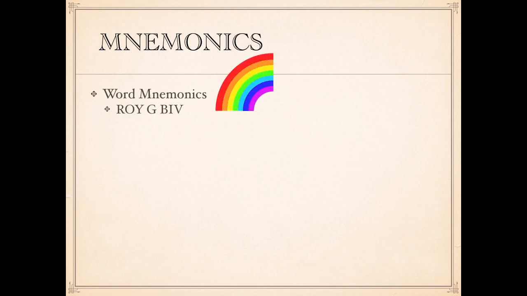The first are word mnemonics, like the name Roy G. Biv. This is an example of how to remember the colors of the rainbow in order from left to right by using the letters in the name to cue the names of the colors. Red, orange, yellow, green, blue, indigo, violet. Roy G. Biv. You can do this with any list of words. Just create and scramble the words up until you create an actual name like Roy G. Biv.